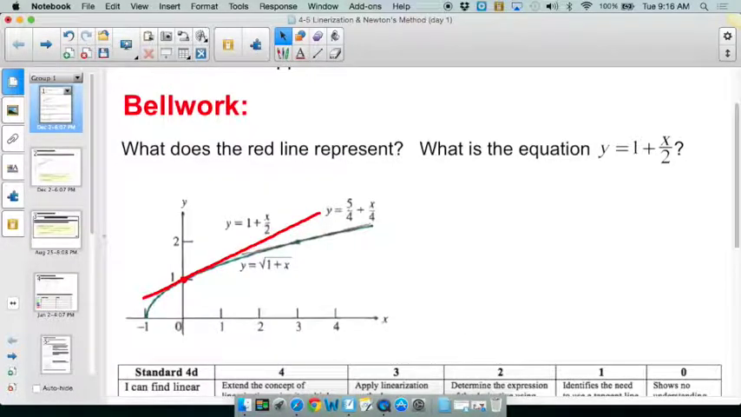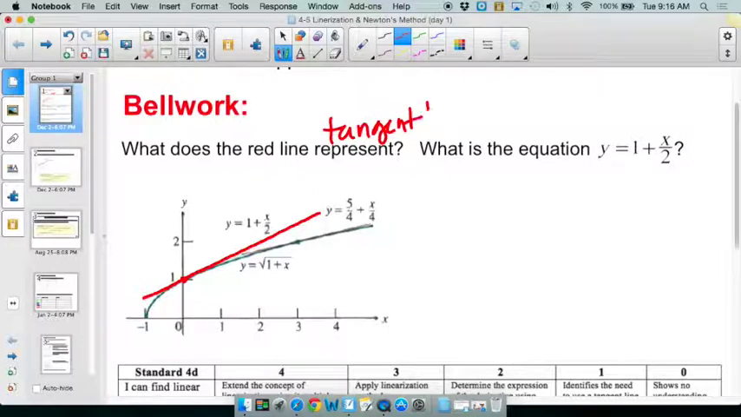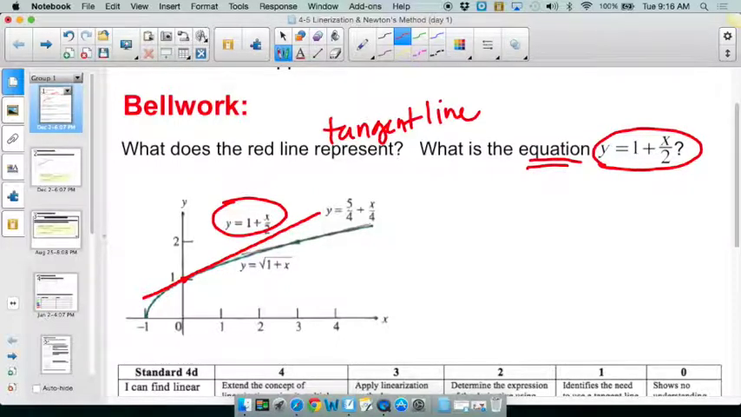Awesome! It represents the tangent line. So if that red line represents the tangent line, and here is the line that expresses the equation, then what is that equation called? What is that equation called?